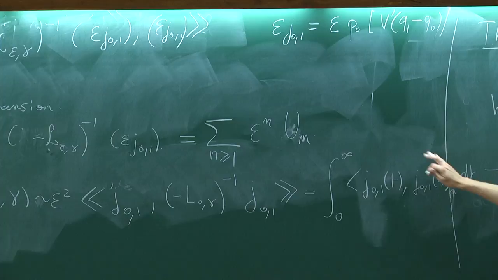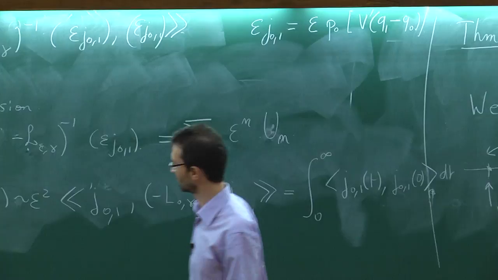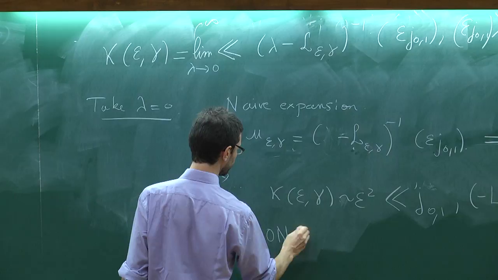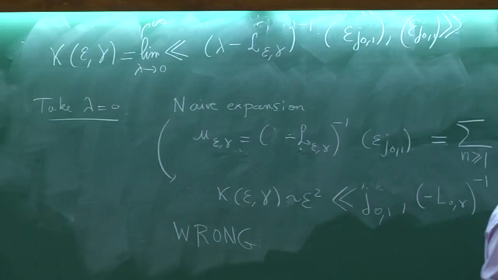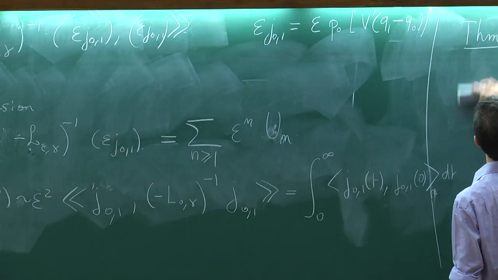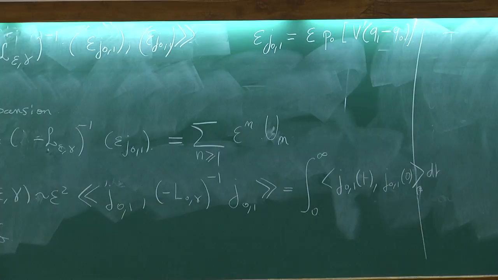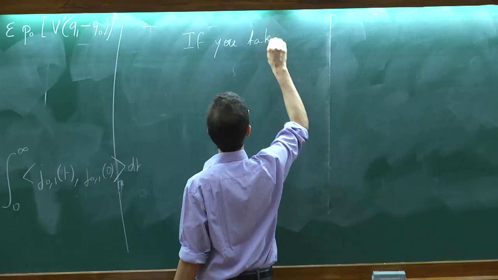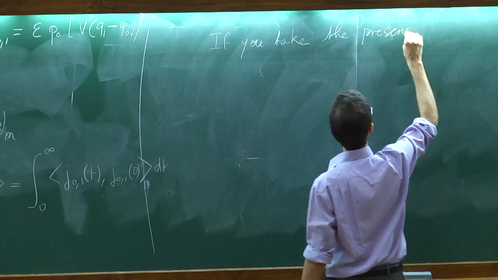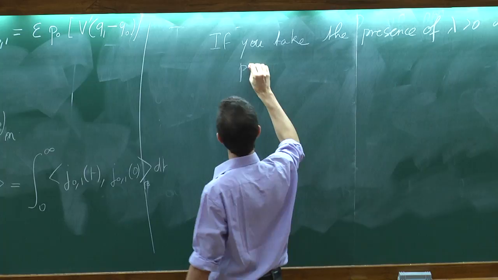But it turns out that it is not the correct expansion. This result is wrong. In fact, now if you take into account the lambda, you obtain some correction to this term. Okay, so you have to be a little bit careful doing this expansion. If you do it naively, you get something which gives you some result, but the result is not correct. So if you take into account the presence of the lambda and you perform the expansion, you get a different result.